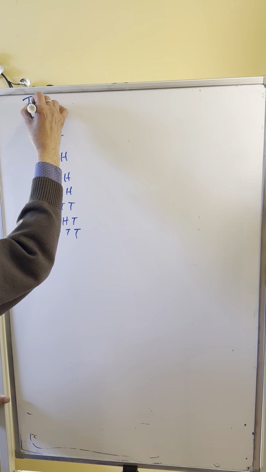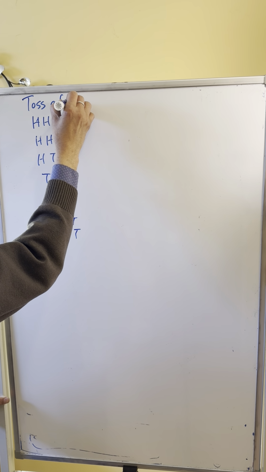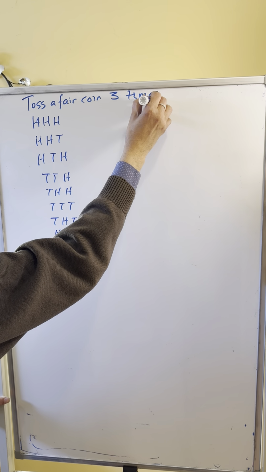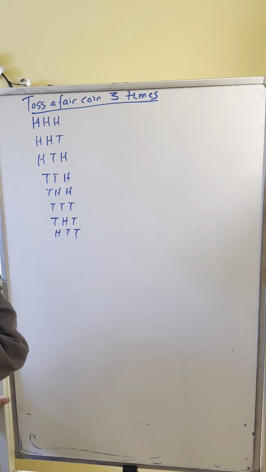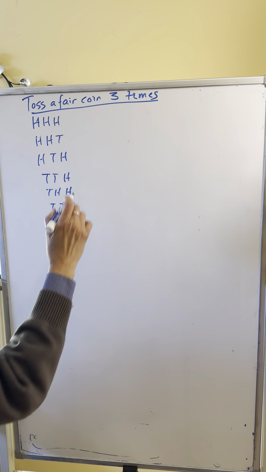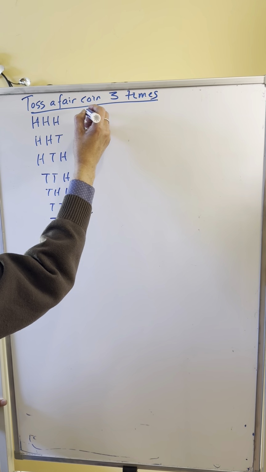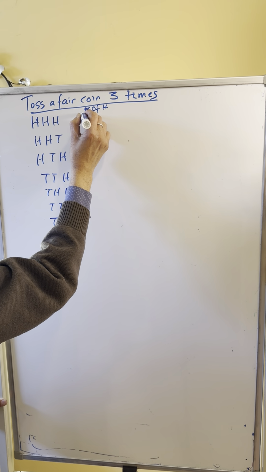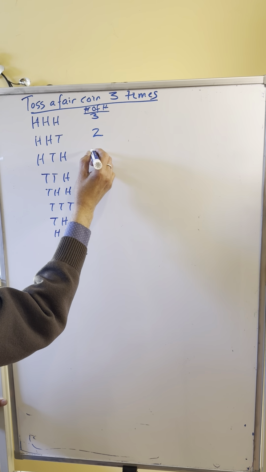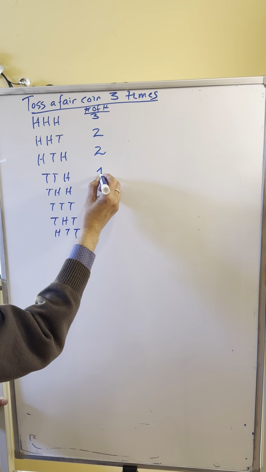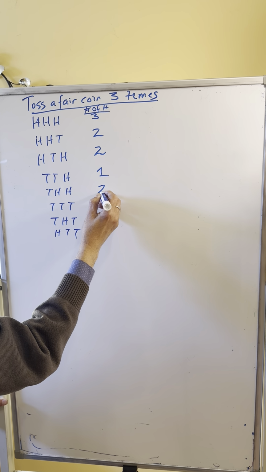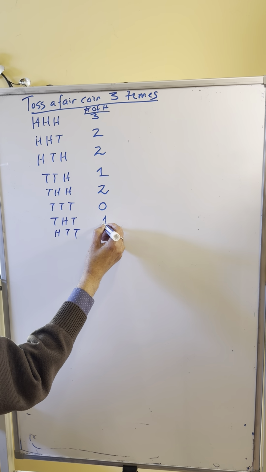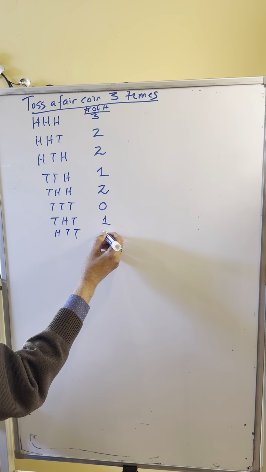Suppose I toss a fair coin three times, and I'm interested to find out the number of heads in each toss. Now in this one, number of heads is 3. In this one it is 2. In this one it is 2. In this one it is 1. In this one it is 2. In this one there is no head at all, 0. In this one it is 1. And in this one, it is 2.